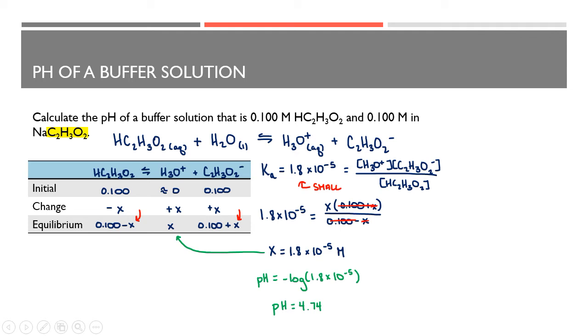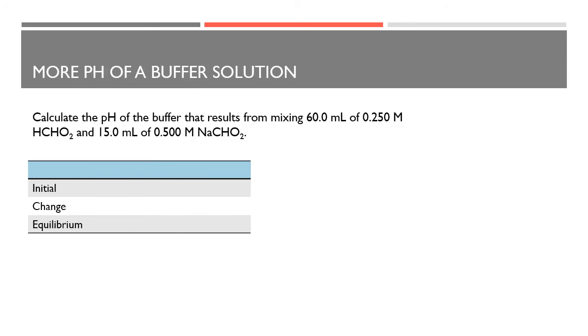Remember, this is a buffer system because I have a weak acid and a lot of its conjugate base in the form of a salt, but it's still there as that negative ion, that C2H3O2 ion. Now here I am calculating the pH of a buffer that results from the mixing of 60 milliliters of a 0.250 molar HCHO2 solution and 15 milliliters of a 0.500 molar NaCHO2 solution. So I have a weak acid and its conjugate base in the form of a salt, but it's still there.